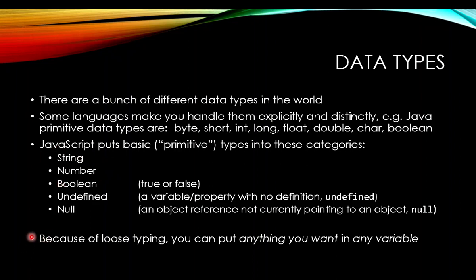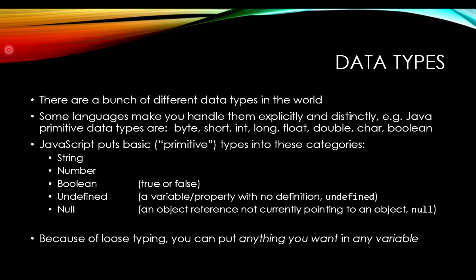But again, because of loose typing in JavaScript, you can throw anything you want into any variable. So in one line, you can say var foo equals "hello". On the next line, you can say foo equals 3.14. On the next line, you can say foo equals (3 == 4). So you can use these types very interchangeably, and a particular variable can have different types of data over its lifetime. All right, so that's a little bit about data types.